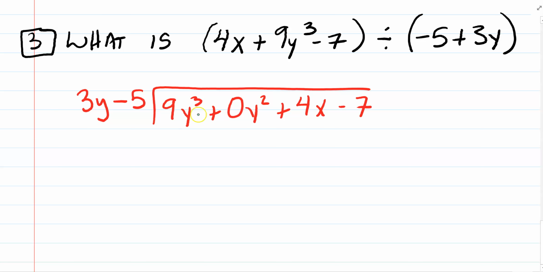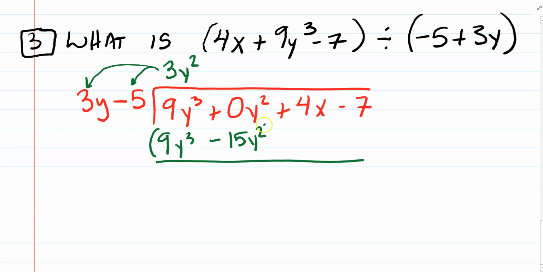And here we go. If I take 9y to the third, divide by 3y, I would get 3y squared. 3y squared times 3y is 9y to the third. 3y squared times negative 5 is a negative 15y squared. I draw a line and I subtract. 9y to the third minus 9y to the third is 0 by design. 0 minus a minus, that's a positive 15y squared. And I bring down a positive 4x. Okay, and we start over.